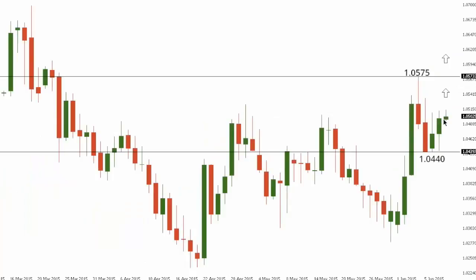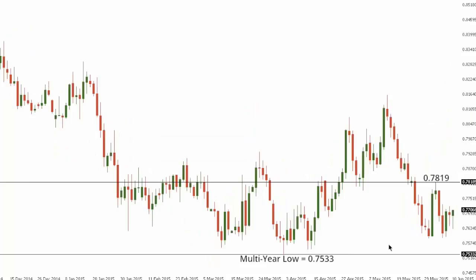Euro Swiss. So Euro Swiss continues to look constructive as the market continues to show signs of recovery, and a recent low at 104.40 is expected to support ahead of the next upside extension above 105.75 and back towards that February peak at 108.15.